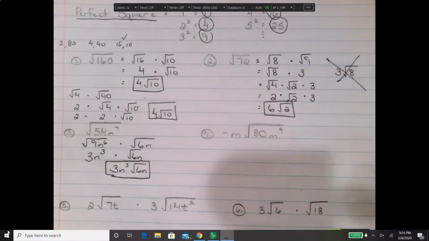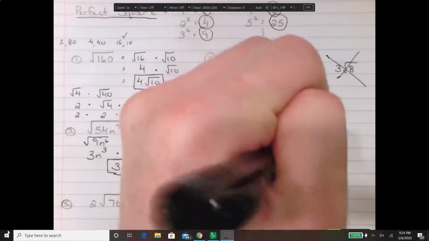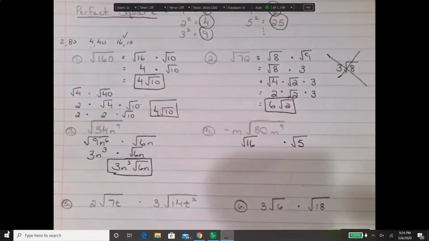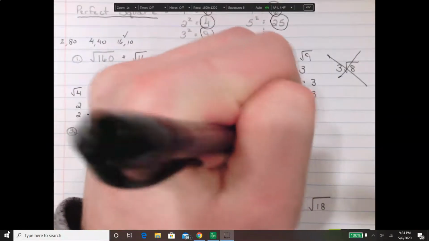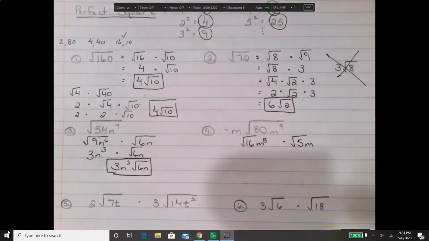So 80, I want to break it apart into something that has a perfect square. Now, 8 and 10. Not great. Neither one of those are perfect squares. So let's see, what else could I break 80 into? Well, if I divide 80 by 5, that's going to give me the square root of 16. And I know 16 is a perfect square. So the square root of 16 times the square root of 5. And there we go. I've got my 2 factors now. Now let's focus on my variables. So I'm going to have m to the 8th on the left, and I'm going to have just m on the right.